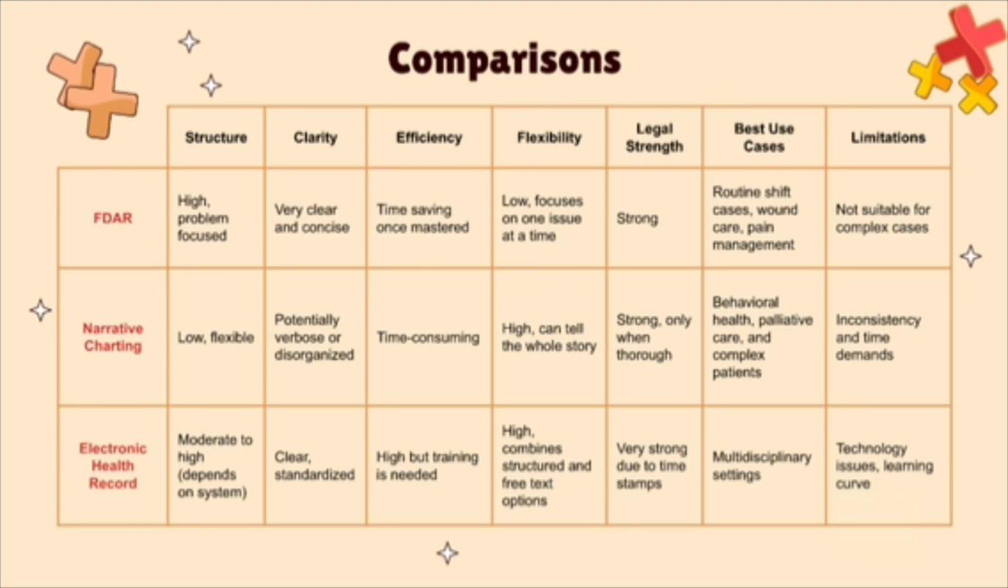Now moving on to EHRs, which combine the best of both worlds, structure and flexibility. EHRs standardize many parts of documentation through templates and dropdowns, but they also allow space for narrative input. They're the most efficient option in terms of speed and accessibility, offering instant access to lab results, medications, and other data. They also offer built-in safety features like timestamping, autosave, and legal audit trails. On the downside, they require proper training and sometimes can lead to excessive, irrelevant information.